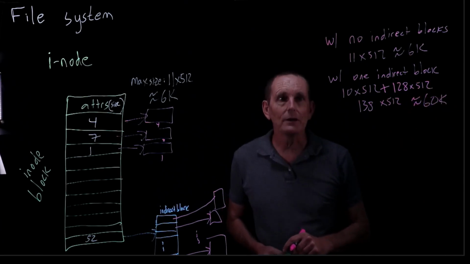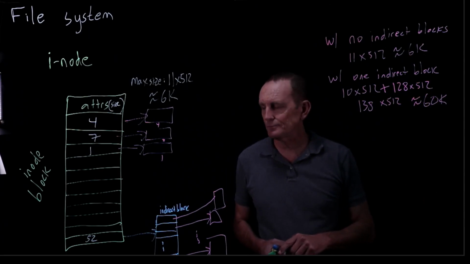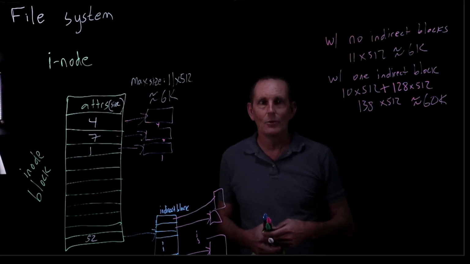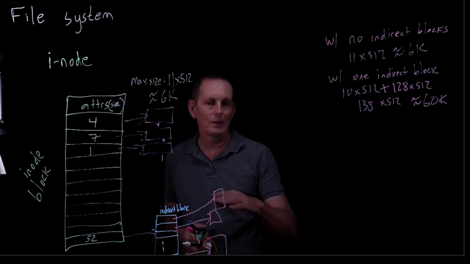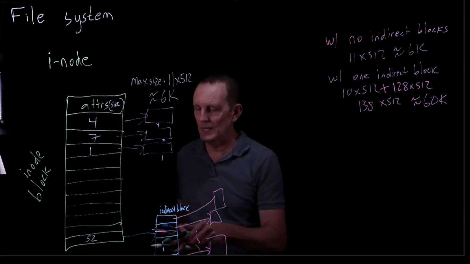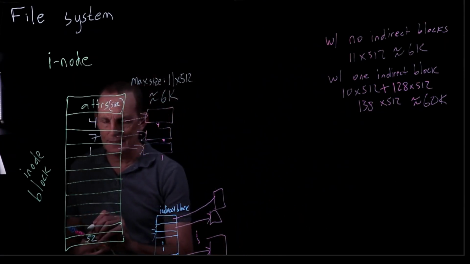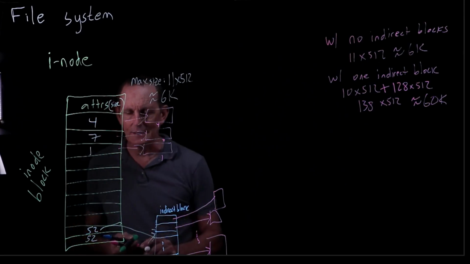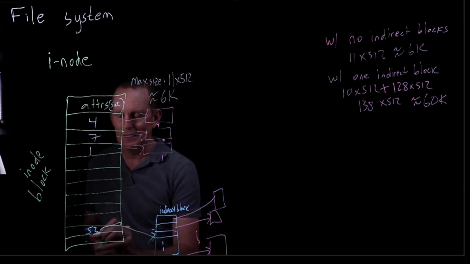So better, but there's still a lot of files that are bigger than that. And so the solution is, well, if one indirect block is good, we could have more indirect blocks, and that'd be fine, but it'd still only increase this linearly. So instead, what we're going to do is take the second to the last to be a singly indirect block, and we'll make the third from the last be a doubly indirect block.